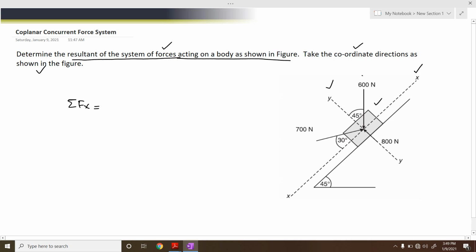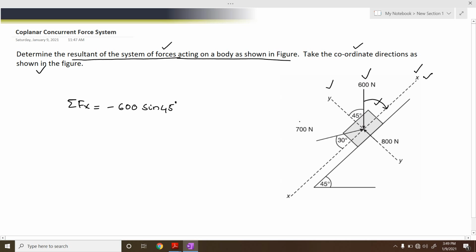So again, summation of Fx. Now this 600 Newton force has to be resolved along the x-axis. This is the x-axis we have. The angle is given with respect to the y-axis, the vertical axis. So if you are going to resolve along the x-axis, it will be sine. And if you see the arrow, it is going to move downwards. Therefore, this will be minus of minus 600 sine of 45 degrees.